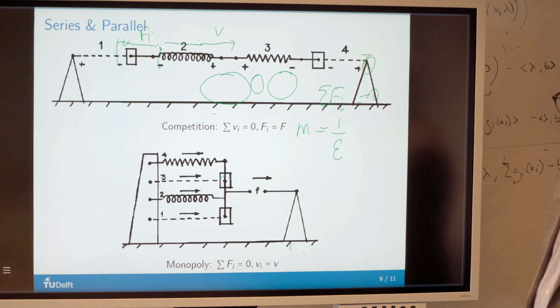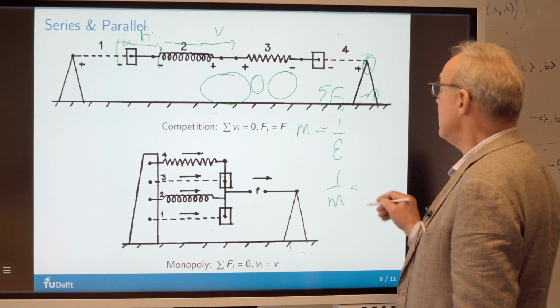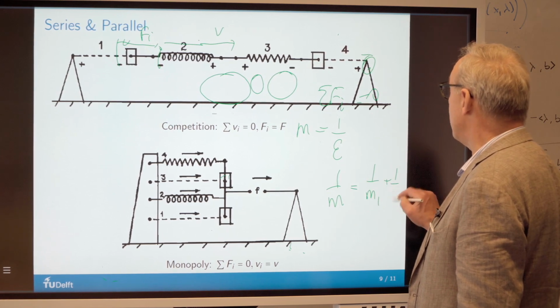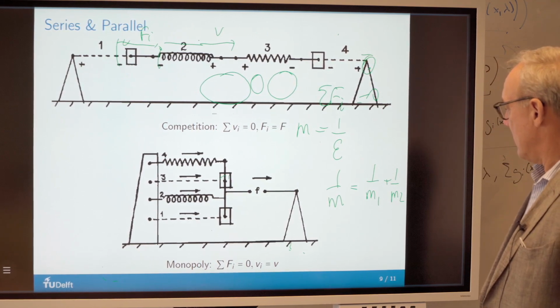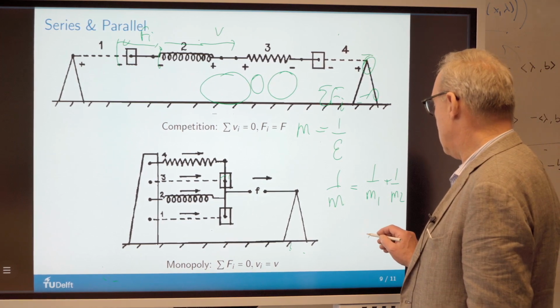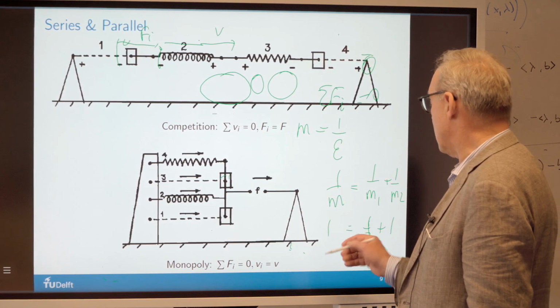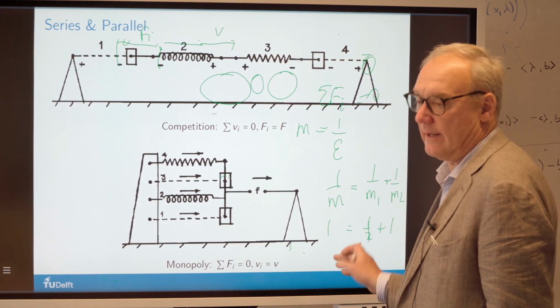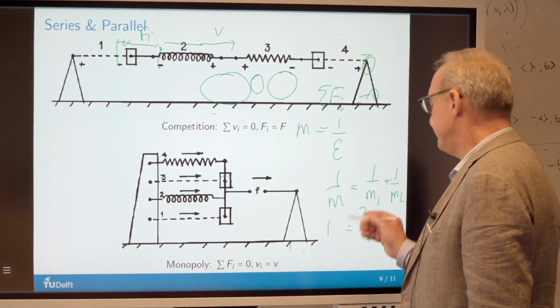Right. But then if you do that here for 2 masses, you get a mass that is lower than both of the masses. That's right. We don't necessarily get lower. You get 1 over m is equal to 1 over m1 plus 1 over m2, and then if you calculate, m is smaller than both m1 and m2. Suppose that they're both 1. Then 1 plus 1 is 2, and then you get m is a half.